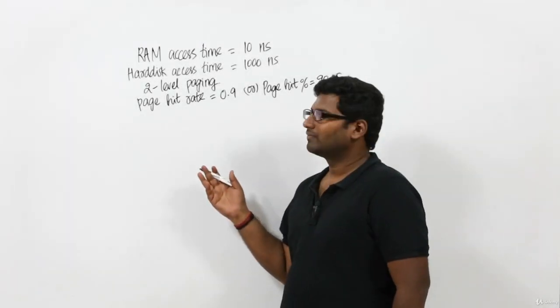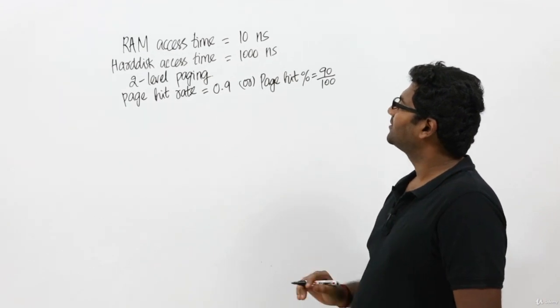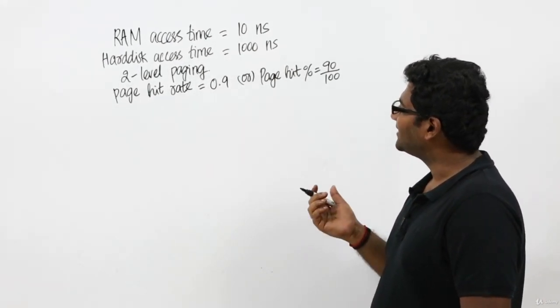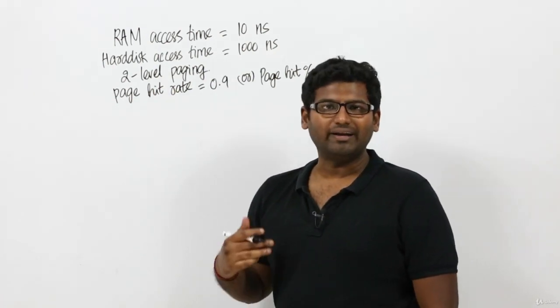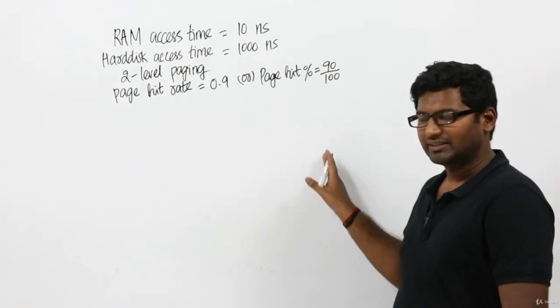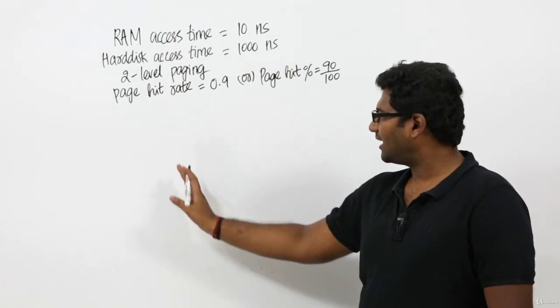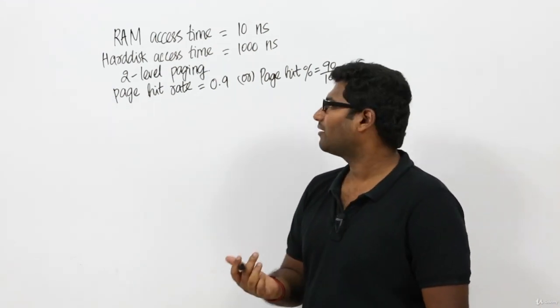Let's solve this problem. They have given that RAM access time equals 10 nanoseconds, hard disk access time equals 1000 nanoseconds, and also they are saying that they are using two level paging, which means multi-level paging with two levels of page tables. We will have one level of page table and another level of page table, right? We will start from here and then we will go into the byte. That is what we have been seeing so far, right?